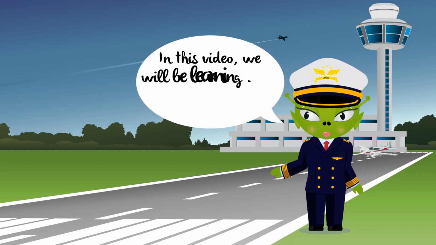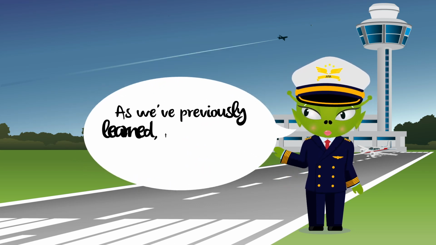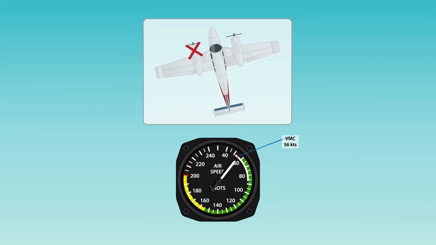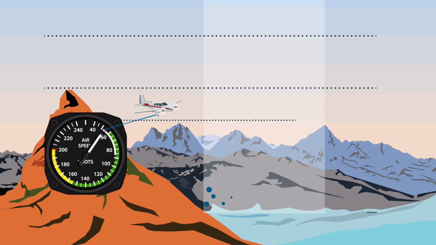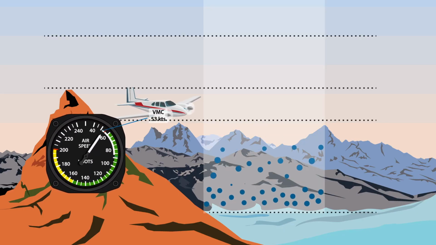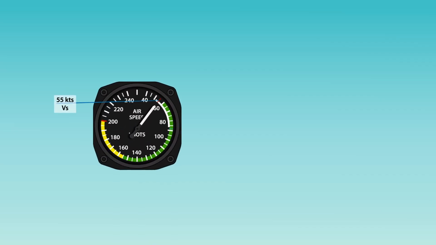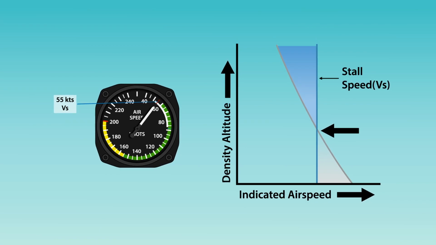In this video, we will be learning about critical density altitude. As we've previously learned, the minimum controllable airspeed, VMC, has an inverse relationship with density altitude. This means that the aircraft's VMC decreases as it climbs to higher density altitudes. However, the stall speed, VS, remains constant through all density altitudes.